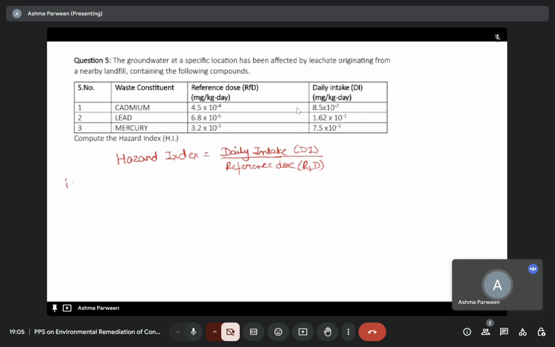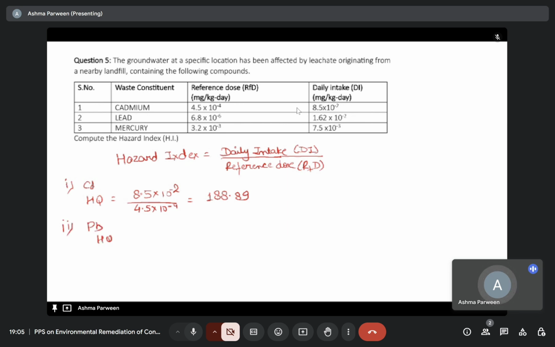So now let's first find out for cadmium. The hazard index will be, we have daily intake of 8.5 into 10 raised to the power minus 2 milligram per kg per day, and the reference dose is 4.5 into 10 to the power minus 4. So on solving this, we are getting a value of 188.89.